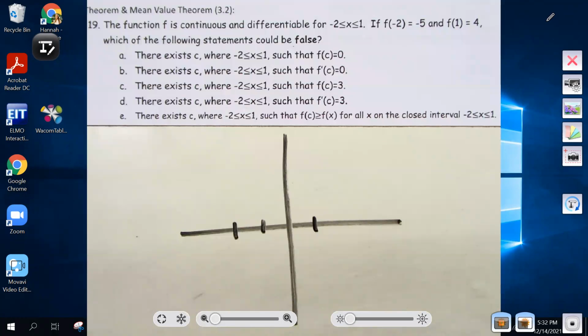Number 19. The function f is continuous and differentiable for -2 is less than or equal to x is less than or equal to 1. If f of -2 equals -5 and f of 1 equals 4, which of the following statements could be false?